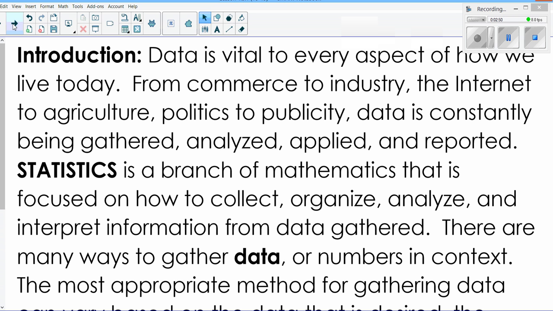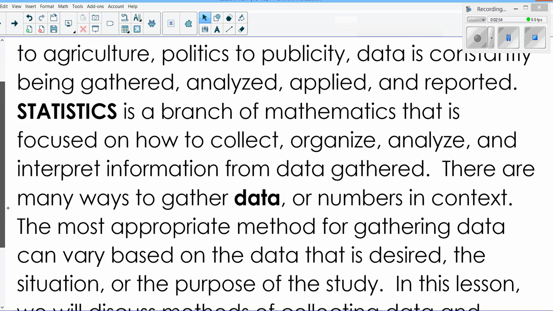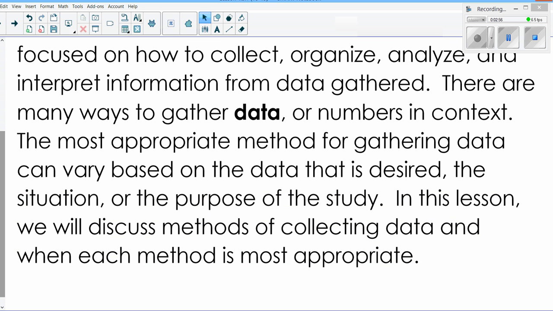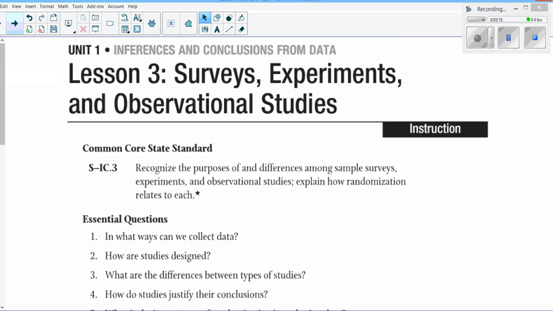Okay? There are many ways to gather data or numbers in context. The most appropriate method for gathering data can vary based on the data that is desired, the situation, or the purpose of the study. In this lesson, we will discuss methods of collecting data, 3 of them, and when each method is most appropriate. Okay? So that gives you just a background on why we're doing what we're doing today.